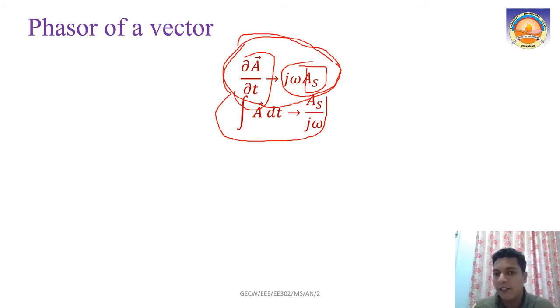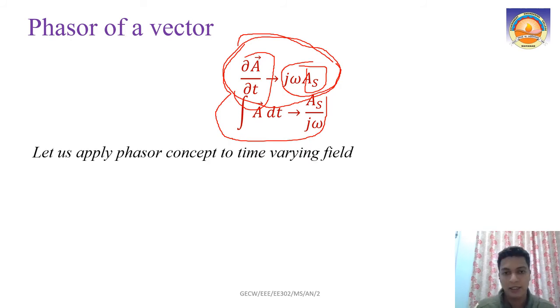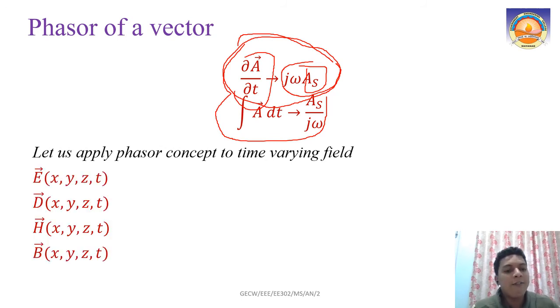Now our vectors are represented in phasor representation. This is our basic concept of a phasor and how we can apply it to vectors also. Now let us apply this phasor concept to time varying fields. So what are our time varying fields?